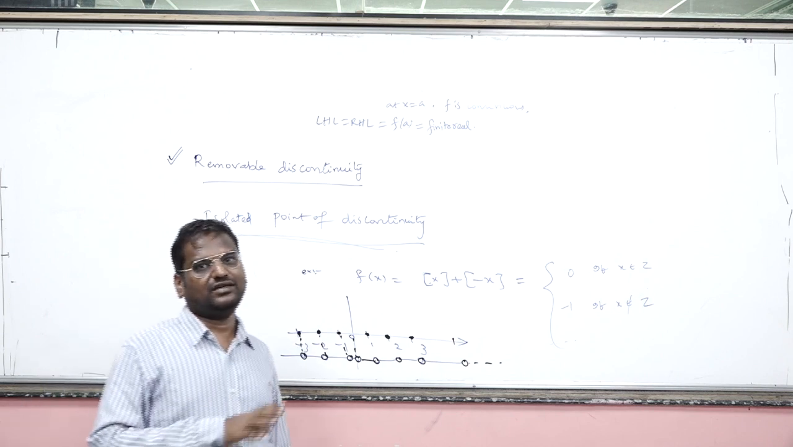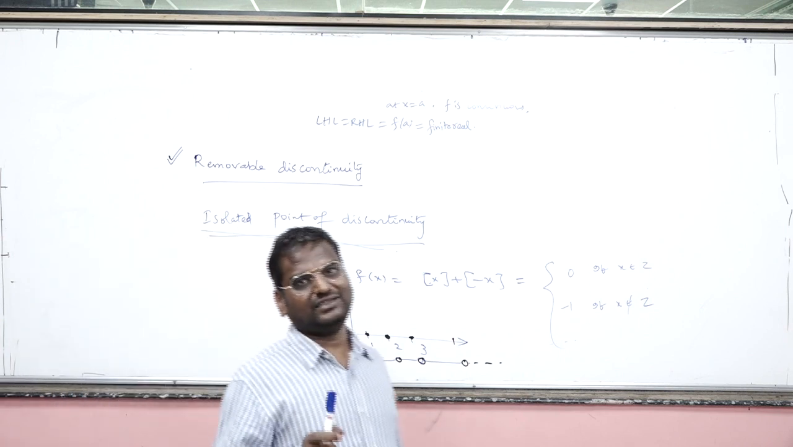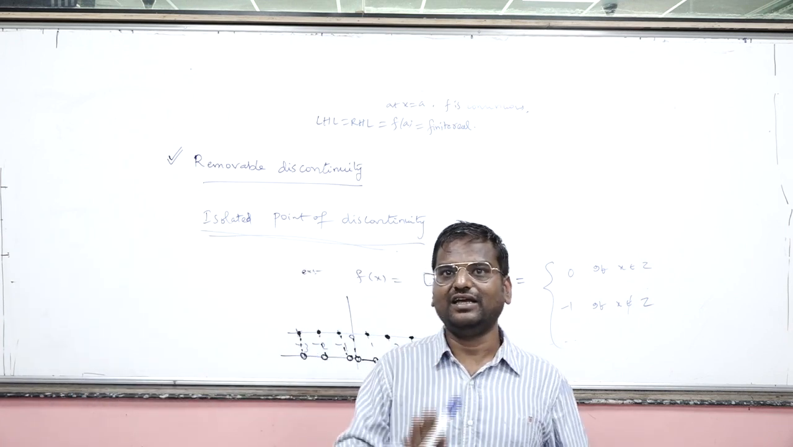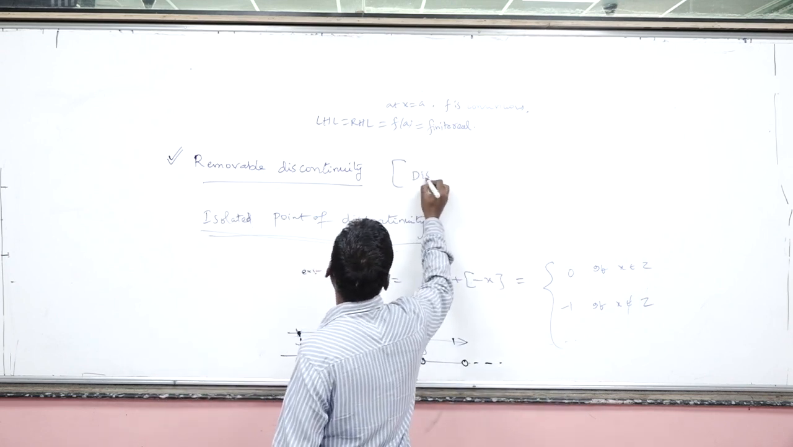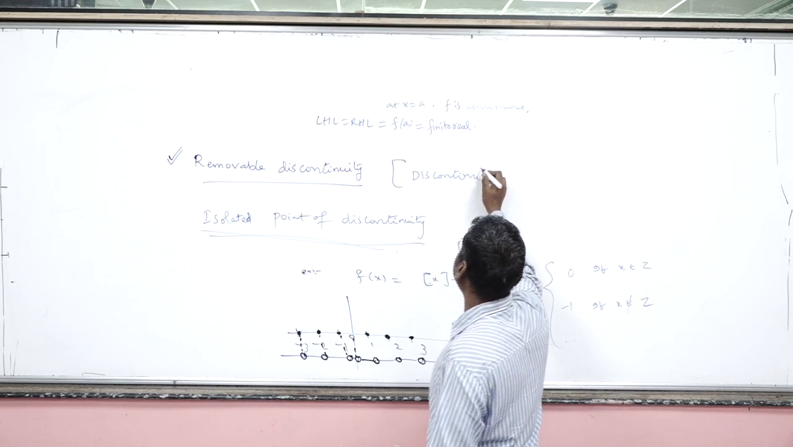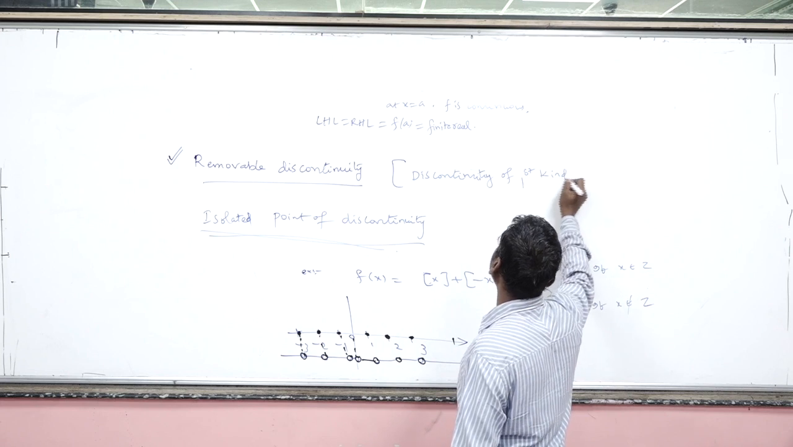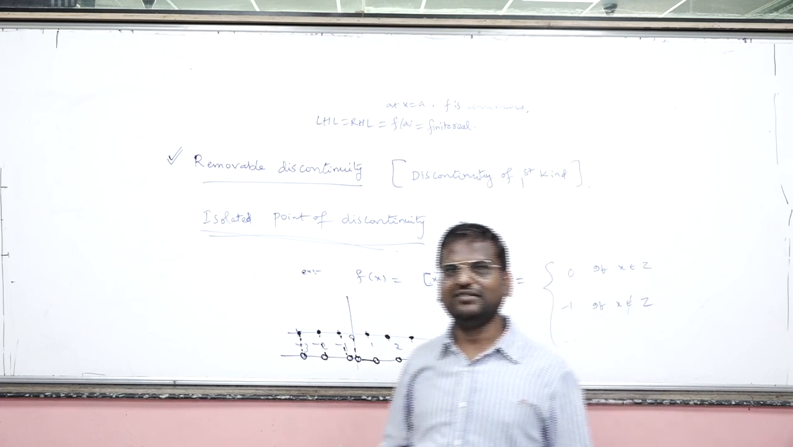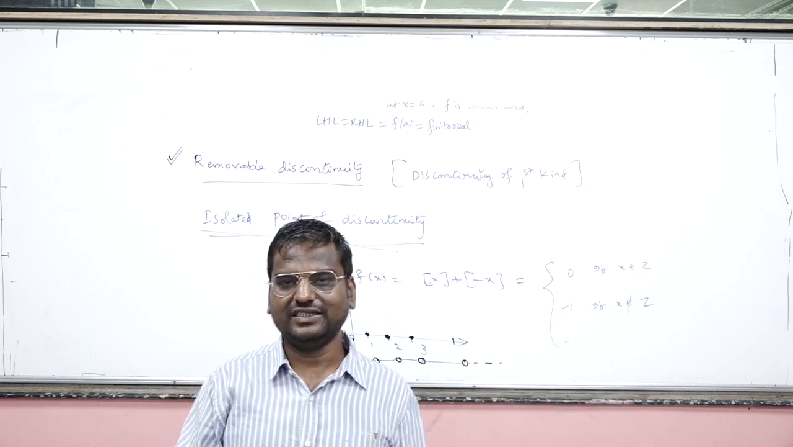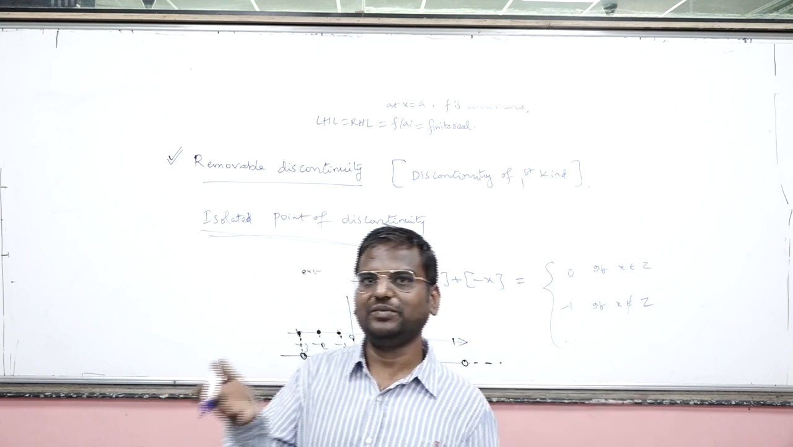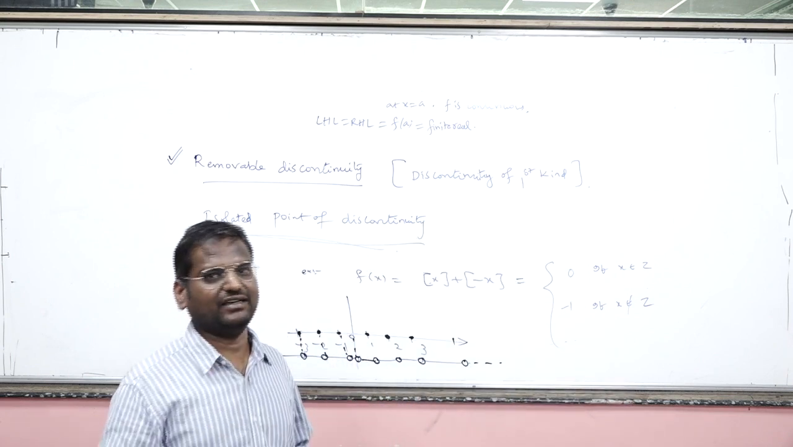These are all cases where LHL, RHL, and f of a are all finite real numbers. Therefore, these are counted as discontinuities of the first kind. First kind means you deal with finite real numbers. Second kind means either one of them, LHL, RHL, or f of a, does not exist, or they are going to be plus or minus infinity. They are called discontinuities of the second kind.